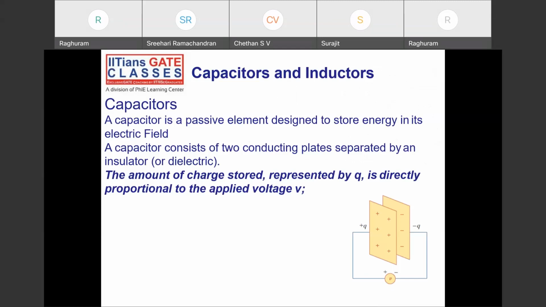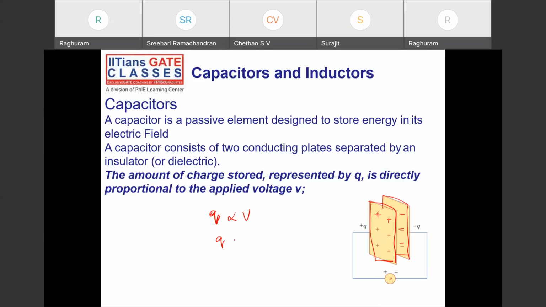A capacitor is a passive element designed to store energy in its electric field. A capacitor consists of two conducting plates separated by an insulator called a dielectric. So there is a positive plate and a negative plate. The amount of charge stored, represented by Q, is directly proportional to voltage V. The amount of charge stored between these plates is proportional to V. Q is proportional to V.